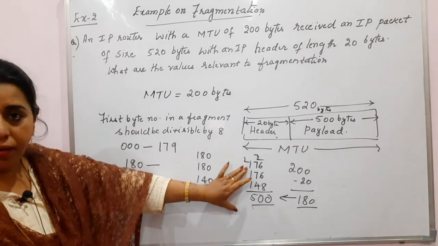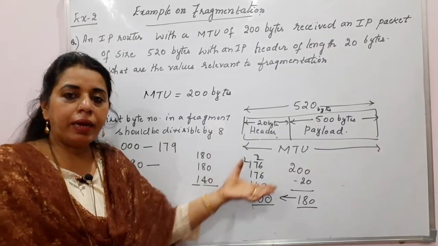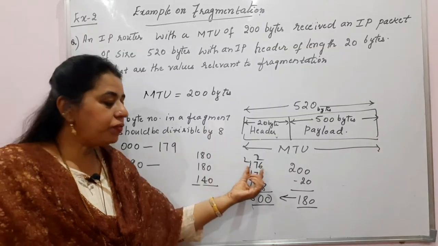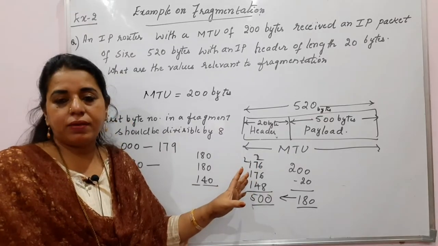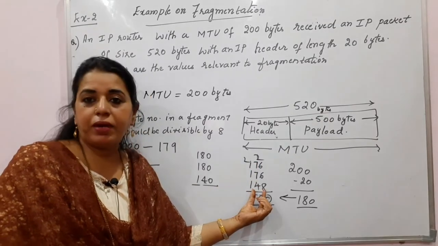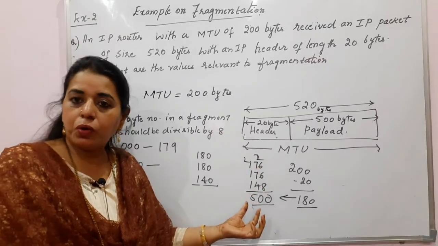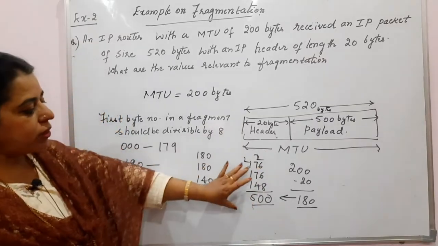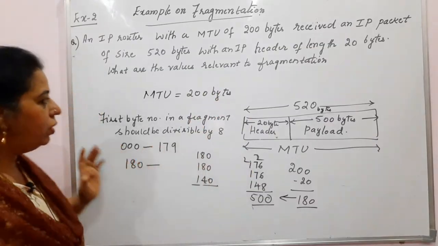Yes, the original IP datagram gets divided into three fragments. The first two fragments will have 176 bytes of data, and the third fragment will have only 148. That is the remaining part of the data, because you have to make it a total of 500 bytes only. Now, once you have arrived at the size, it is easy for you to write down the remaining values related to fragmentation.